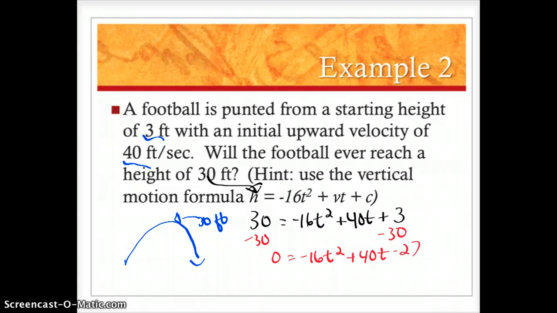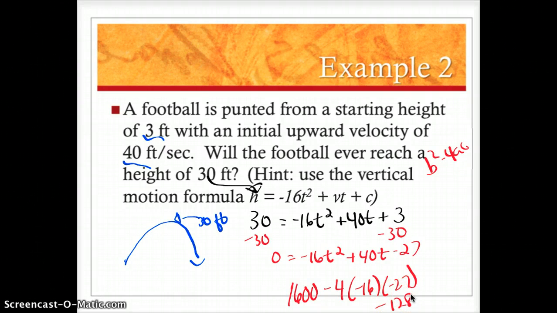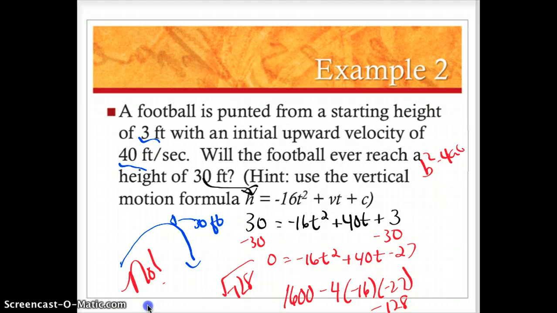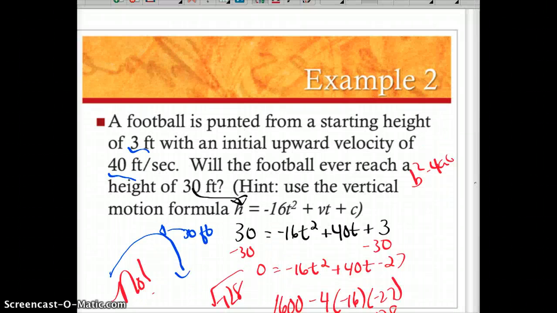So all I really need to do is look at the discriminant, b squared minus 4ac, and check it out. So b squared, 40 squared is 1600 minus 4 times negative 16 times negative 27. So I'm going to try that. 1600, I'll just use a calculator, minus 4 times negative 16 times negative 27. That equals negative 128 when I solve it out. So that discriminant is negative, which means this graph will not have any solutions. So no, it is never actually going to hit 30 feet, unfortunately.